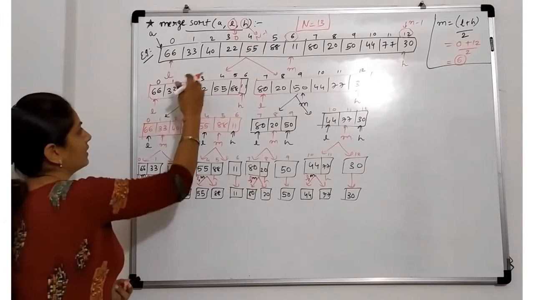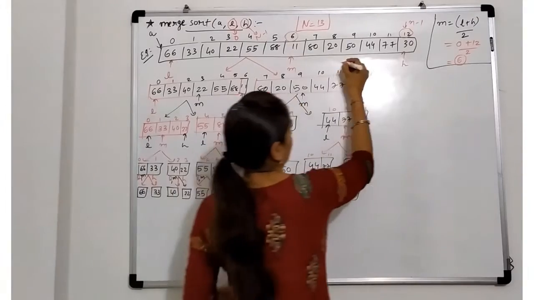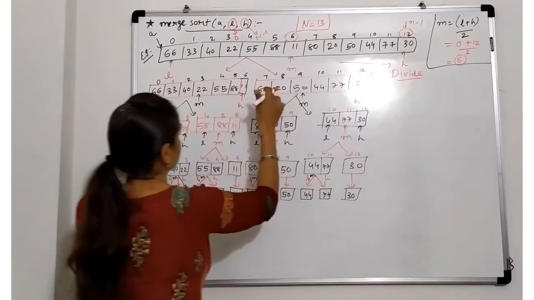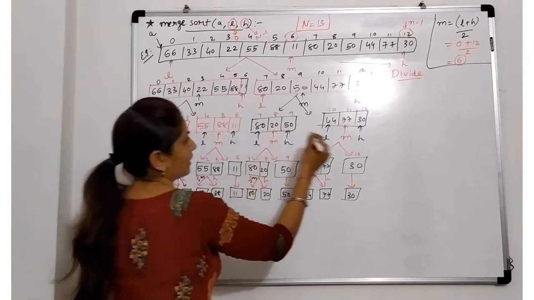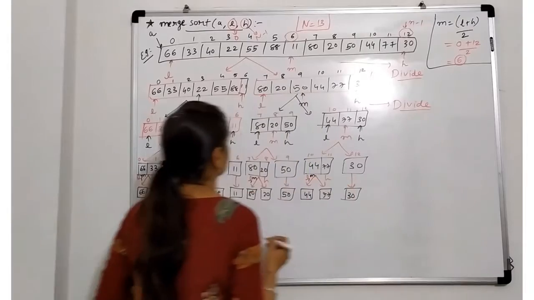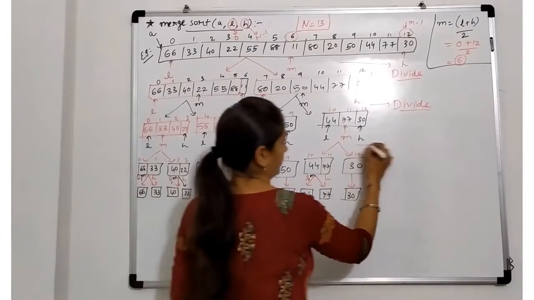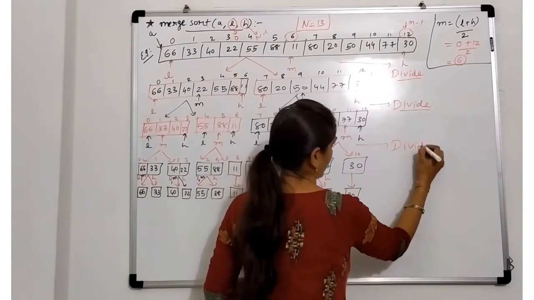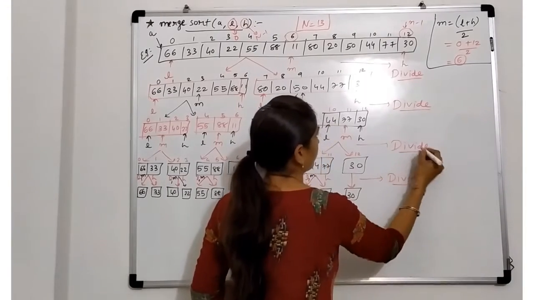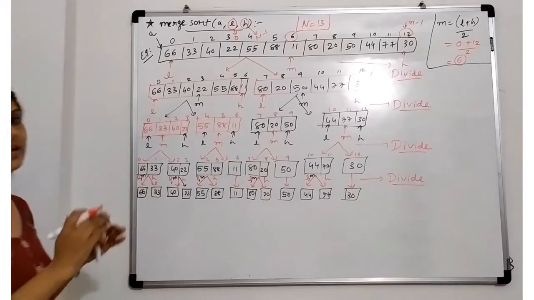So how many times are we dividing this array? Here first we are dividing the array into 2 parts. These 2 parts are again divided. So here it is again divided into 4 parts. Then again it is divided. And in this position again we divide. So 4 times we are dividing our array.